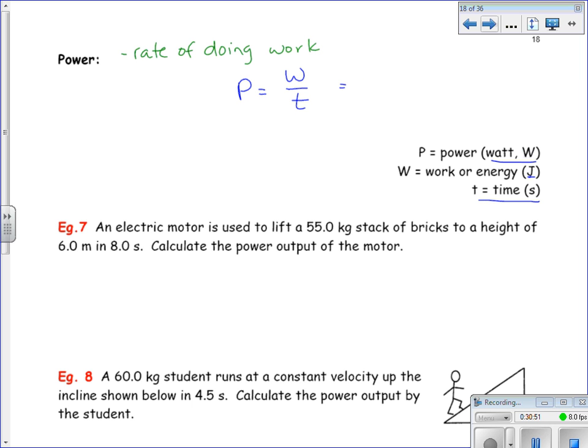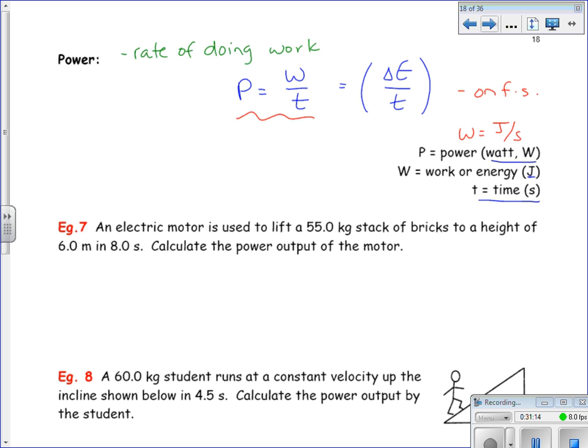So with the work energy theorem, this can be written as change in energy over time. It means the same thing. And this is on your formula sheet. This version is with work over time. Work is equal to a change in energy is also on your formula sheet. And a watt is equal to a joule per second.